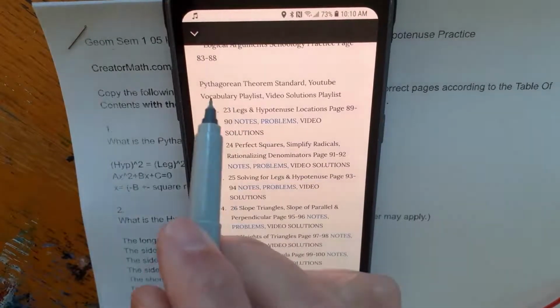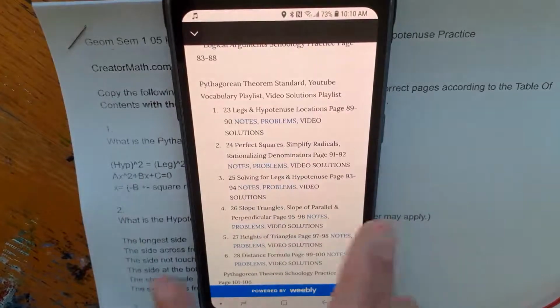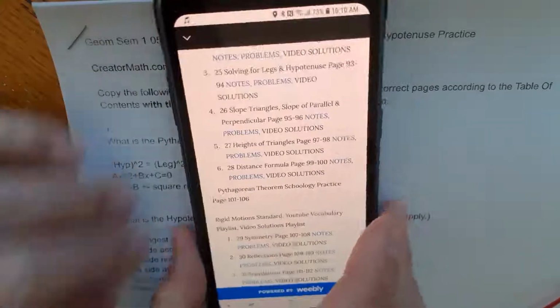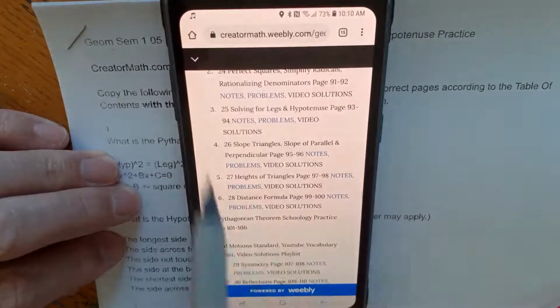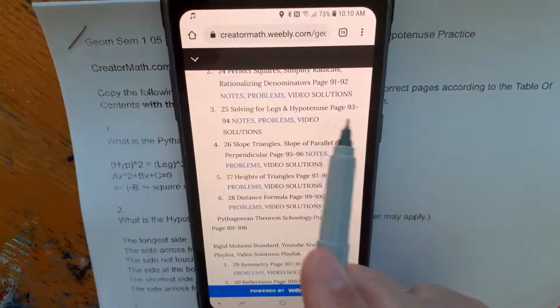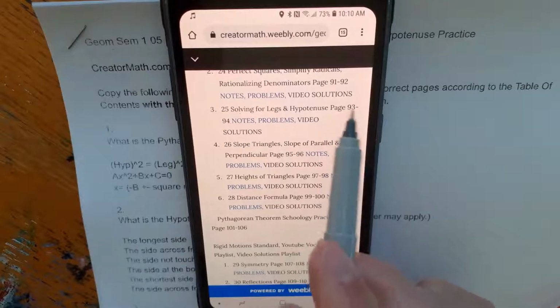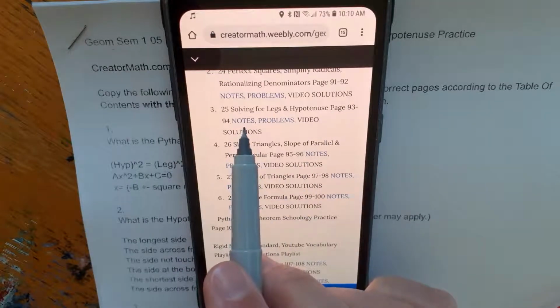So this is the unit on Pythagorean Theorem. This is the 5th lesson, I think. Which one is this? Oh, the 3rd lesson. So let's go to number 3 right here, solving for legs and hypotenuse. Here's the page numbers that the notes go on in your comp book. Here are the notes. We're going to open them in 1 second.